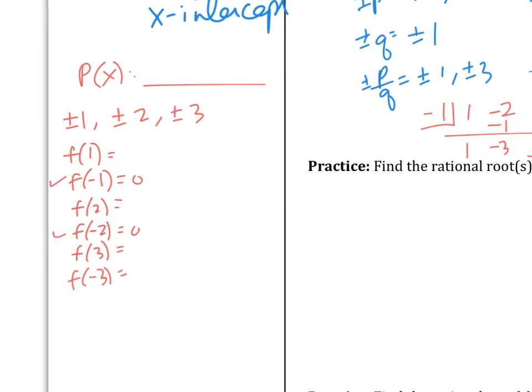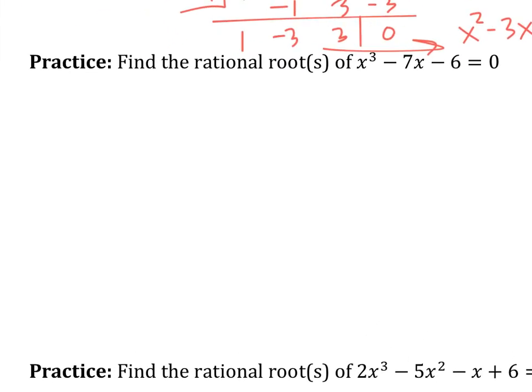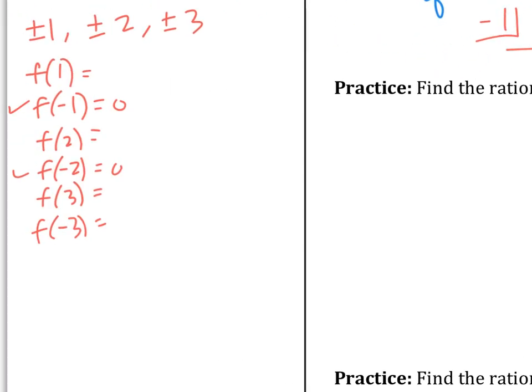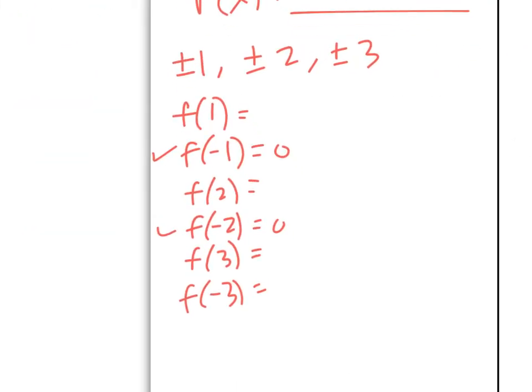All right, let's try another one. Okay, according to the theorem, if there are rational roots, it has to be one of these, or 2, or 3. Okay? If you divide it and then you have this thing that you cannot factor, what does it mean when you cannot factor?